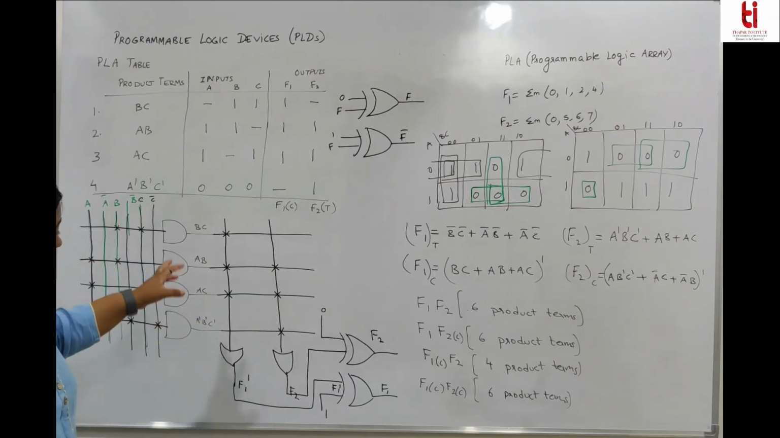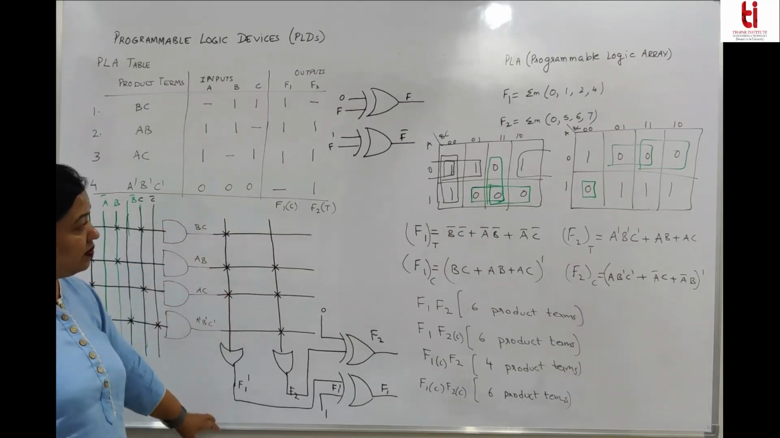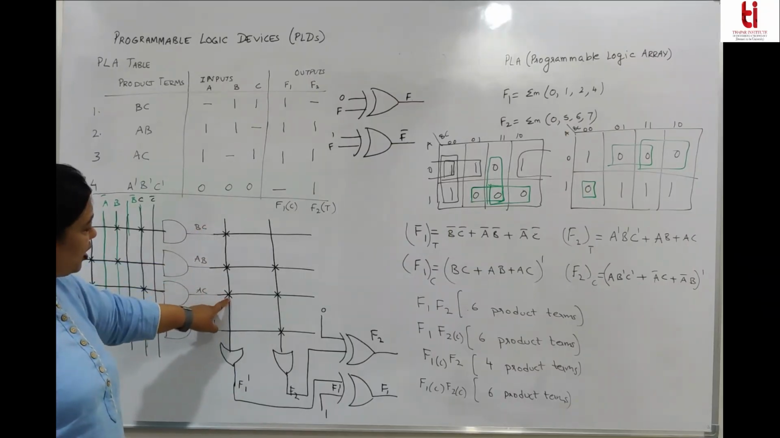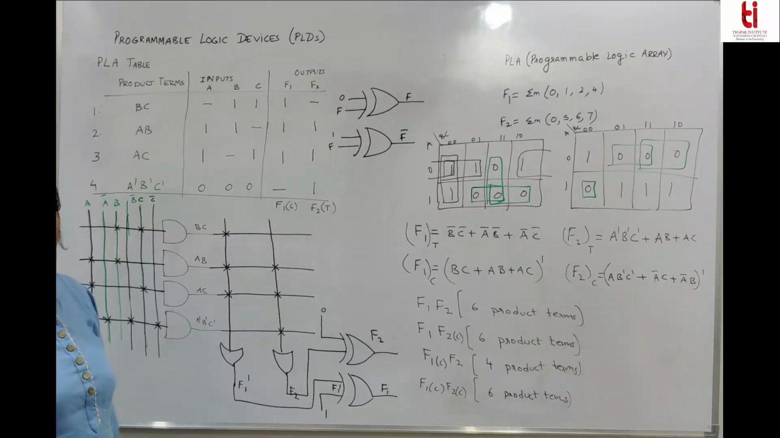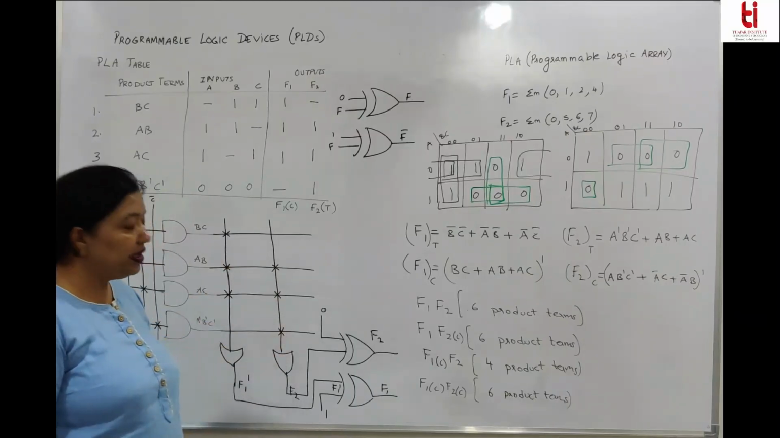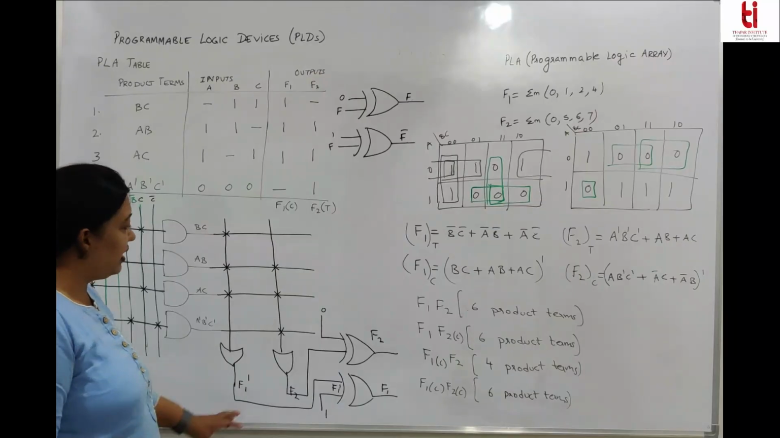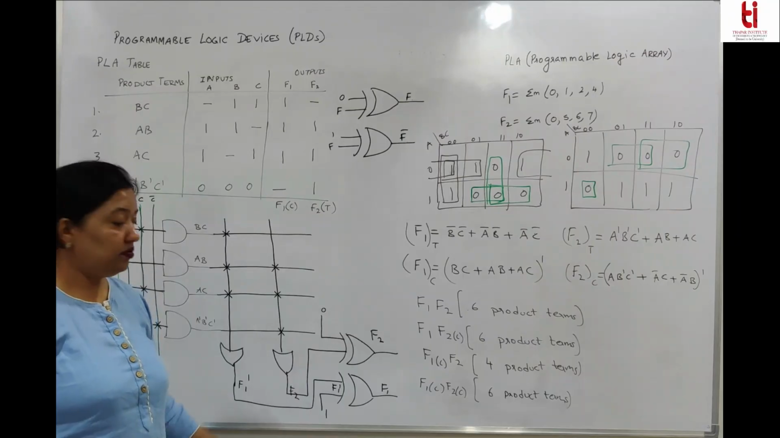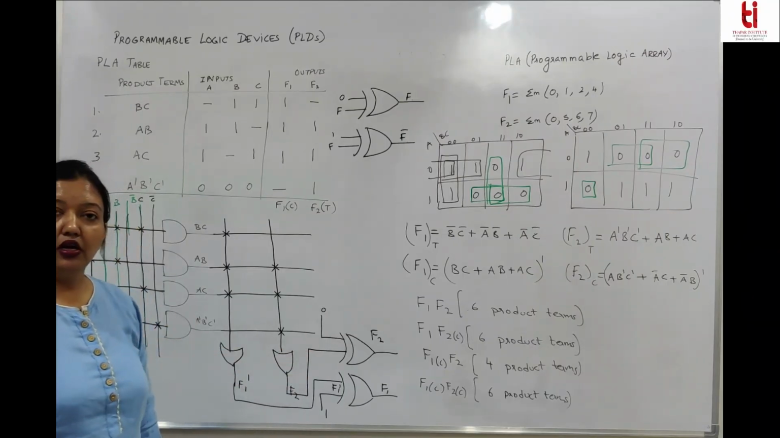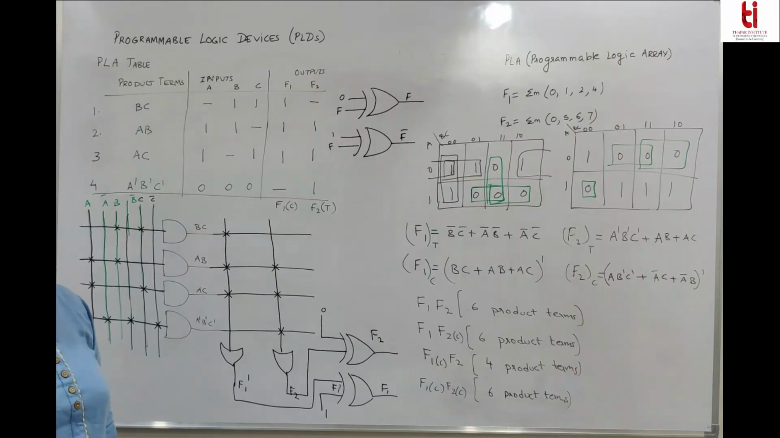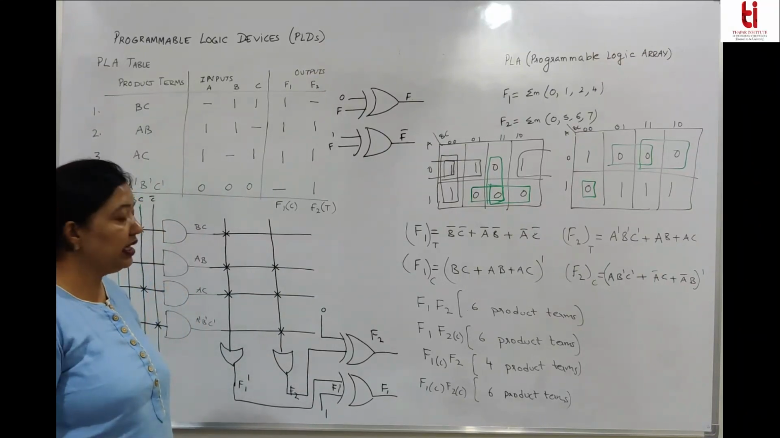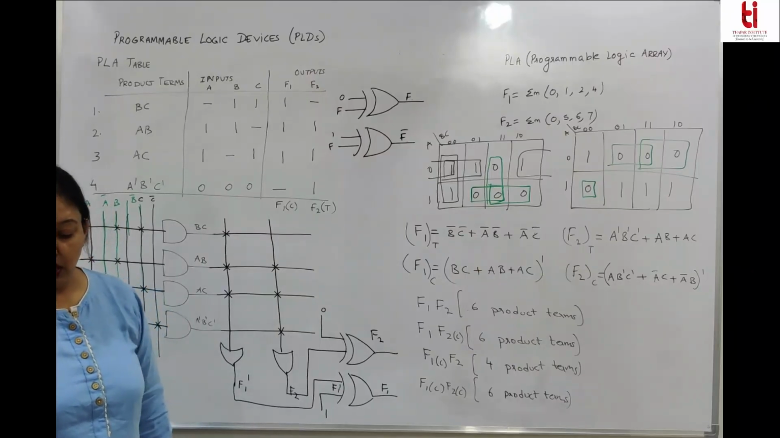Then see which product terms are being used in which of the functions. There are 2 functions, so there will be 2 OR gates. These 3 product terms are being used in F1, but we will get F1 complement. And these 3 product terms are being used in F2, and F2 is in true form. And finally, to get F1 and F2 in true form, you can make use of an XOR gate. If you XOR with 0, you will get the function in its true form. If you XOR it with 1, you will get its complement. That is what we are doing.